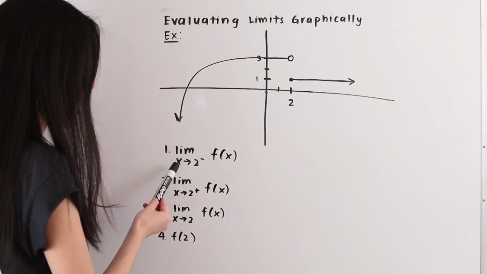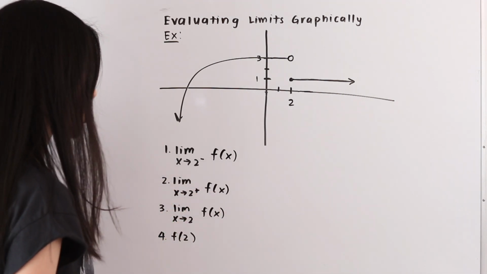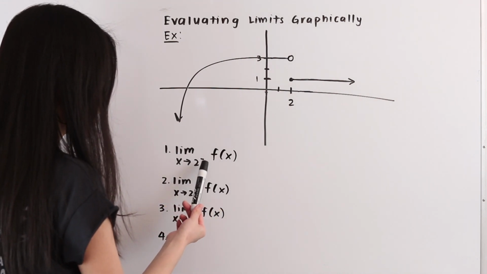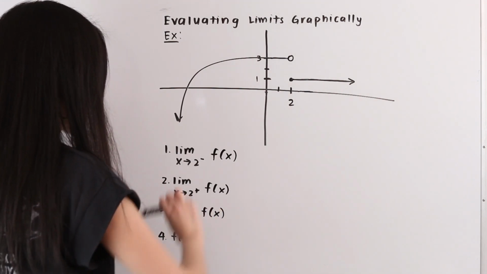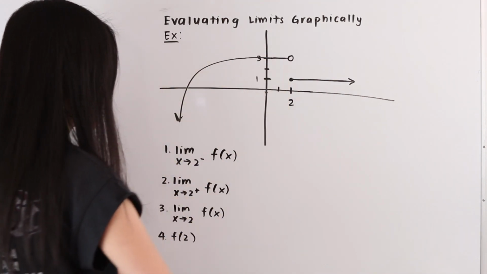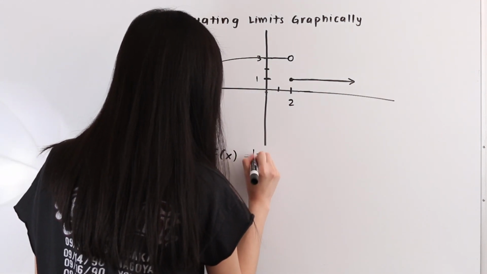We have the limit as x approaches 2 from the left of f of x. Here, what we're trying to determine is what is happening to our y values as x approaches 2 from the left. Taking a look at our graph, as we approach x equals 2 from the left, we can see that we are approaching a y value of 3. So this limit here is equal to 3.